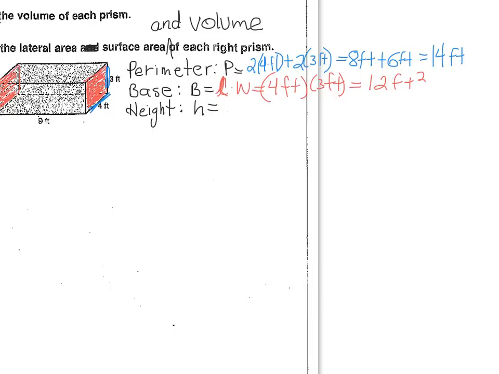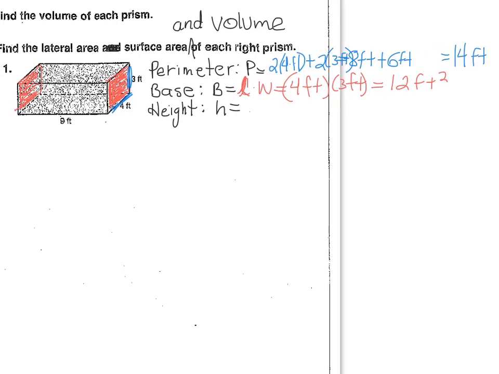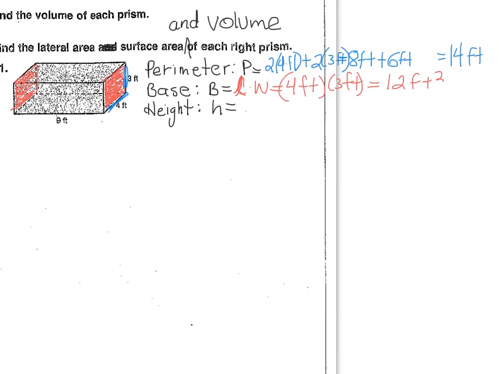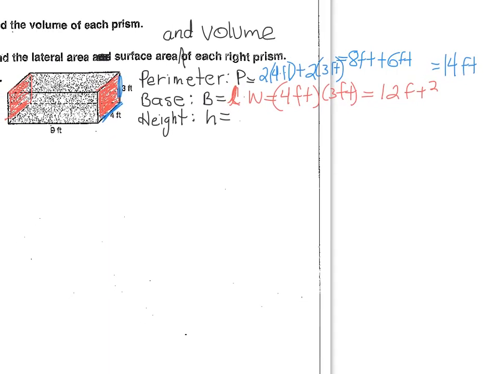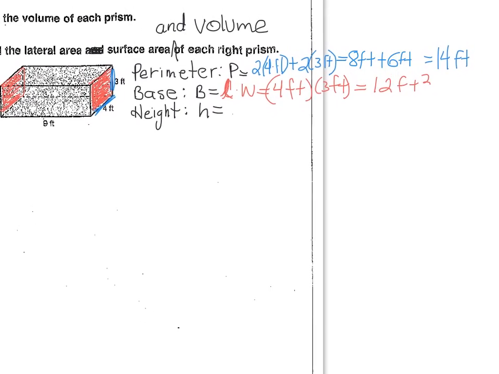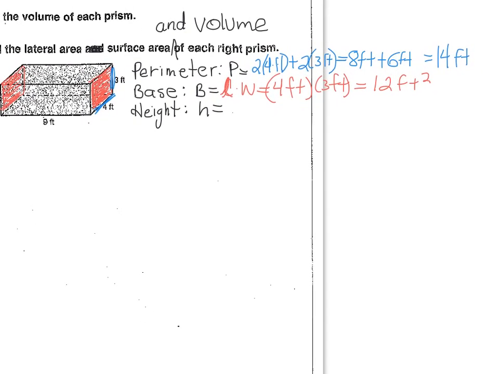And the height. So what is the height? Well, the height is a segment that connects the two bases. So what is the height of that prism? That would be 9. That's right. So this is 9.